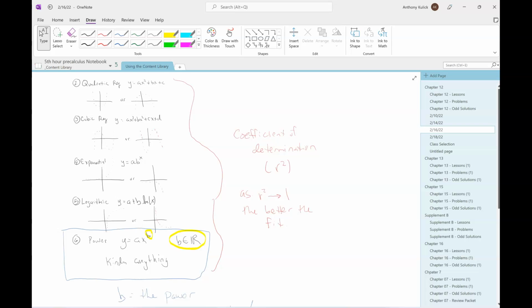So if I'm comparing two of these different models and trying to decide which one is the better model to use, I can just compare the R squared values, right? And whichever one has the bigger R squared value would be the better model. Does that make sense?